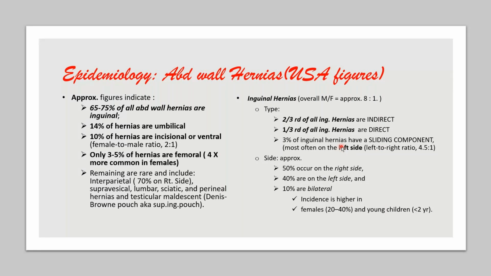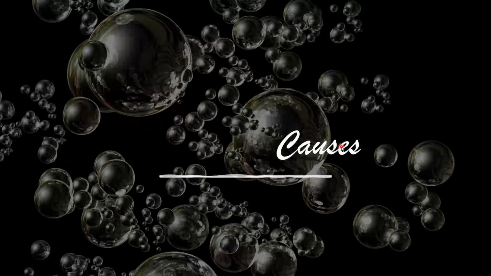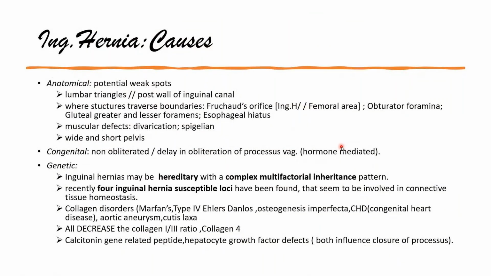Okay. Now, coming to the causes of inguinal hernia. The most important cause is the anatomical, which deals with potential weak spots in the abdomen. We all know that we've got weak spots. These are anatomically weak spots, right? By development. Like, for example, you have the lumbar triangle, the superior and inferior lumbar triangle, the posterior wall of the inguinal canal. Now, why the posterior inguinal canal? Because that is an area where you don't have any muscle coverage. It's only transversalis fascia. At the most, you can have an aponeurosis of the transverse abdominis muscle, and nothing in between there and the external oblique aponeurosis. So that's a potentially weak area.